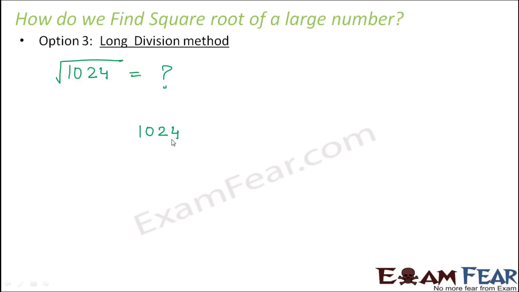Your first step would be to place bars on the number. So we will place lines like this over the numbers. And how will we place the bars? We will place the bars over each pair of digits. This is a 4-digit number, but we will take two digits together. One pair of digits we will put under one bar. And from where will we start putting the bar? We will start from the units place.